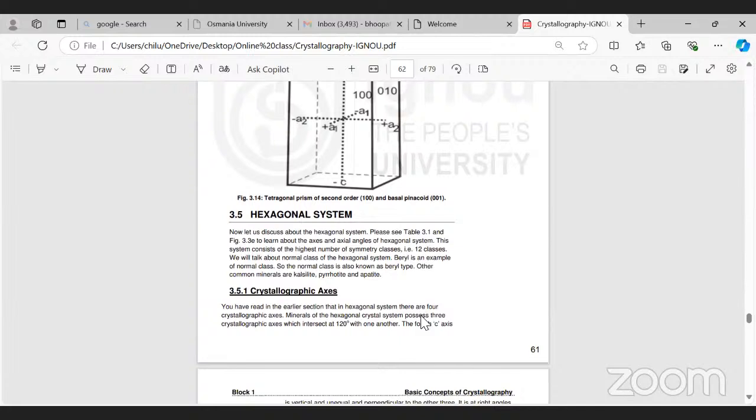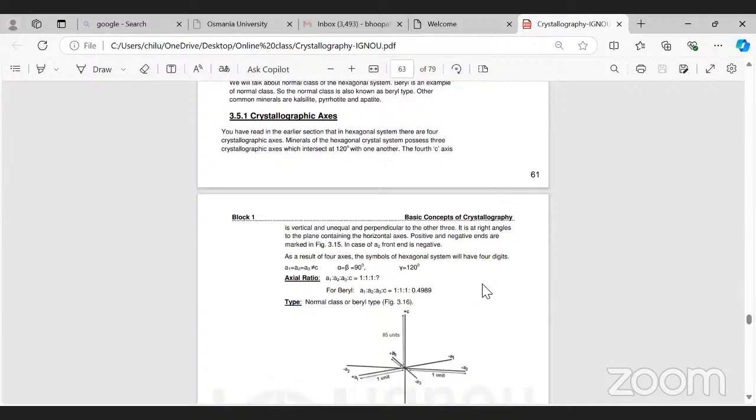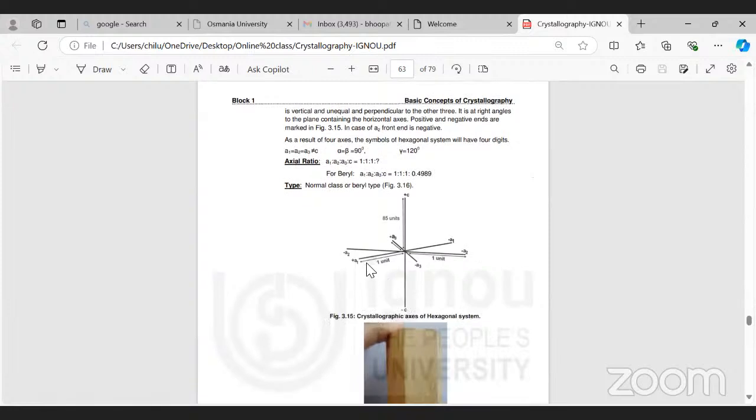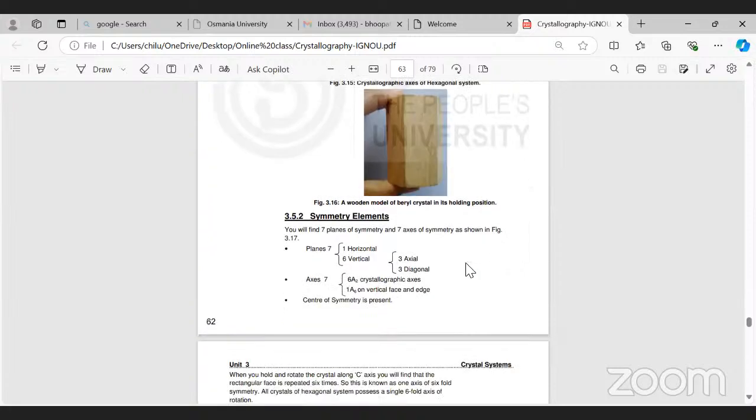Okay, here the hexagonal system and the crystallographic axes, you see here, are A1, A2, and A3. Only two are equivalent, and the third one is not equal to that. You see here it looks like a barrel type of crystal system we call.